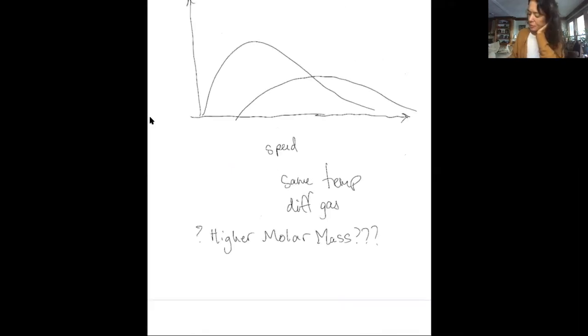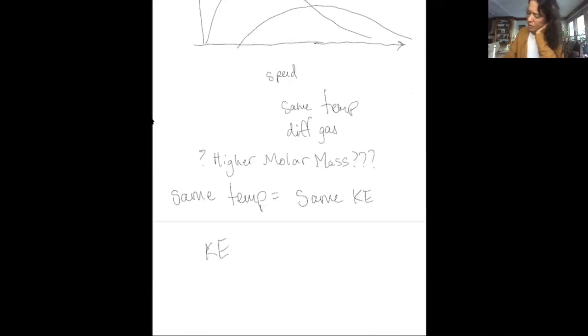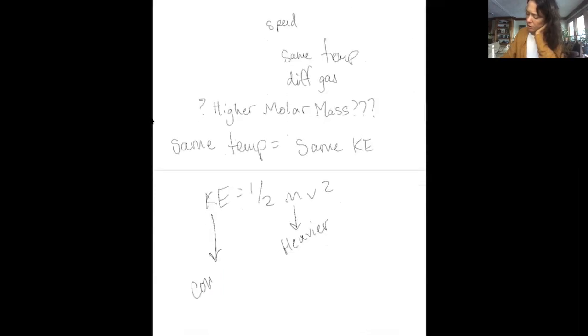Okay, same temp, different gas. So let's see, same temp equals same kinetic energy, all right? Kinetic energy equals 1/2 mv squared. So the heavier gas, heavier, right? This is a constant because we have the same temperature. The heavier gas must be moving slower.